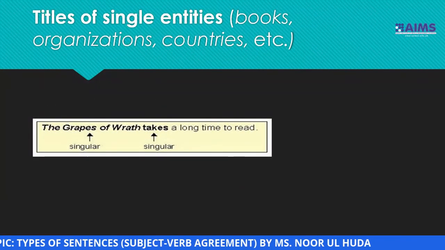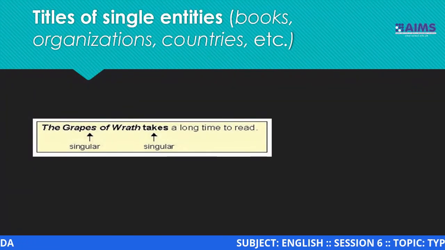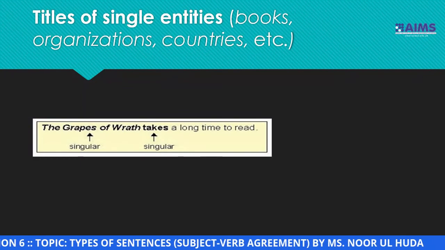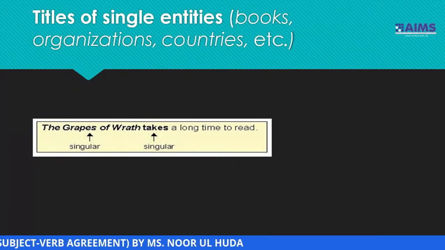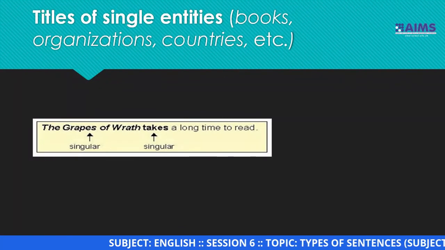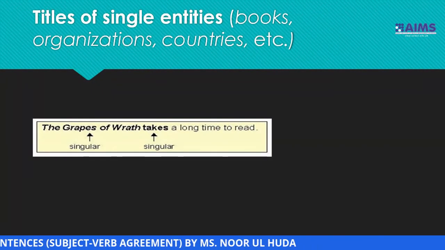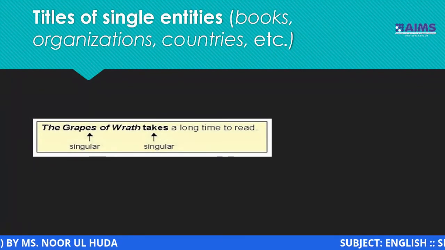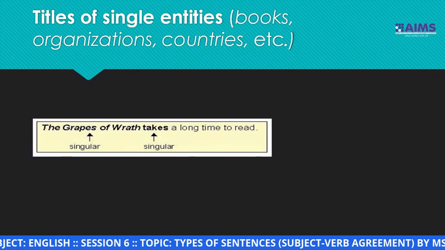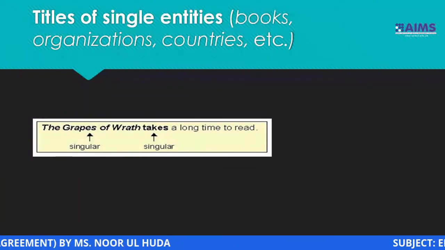Yes, titles of single entities. Suppose the title of any book, organization, country, recipe, story, or drama is in itself a plural form of something. Then also we take it as a singular entity. The Grapes of Wrath. However, grapes is a plural form of grape, but now we are taking it as the title of something. So The Grapes of Wrath takes a singular subject.